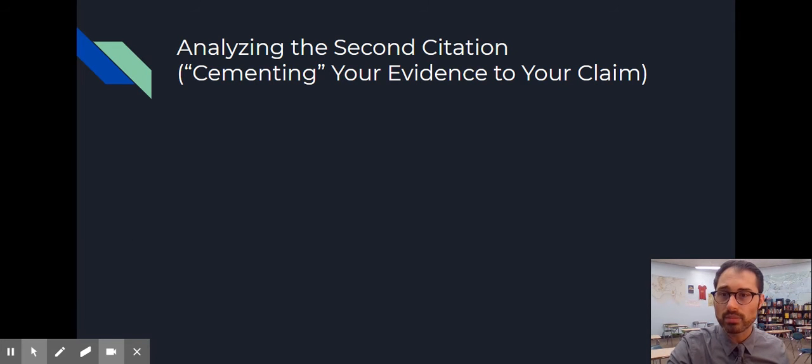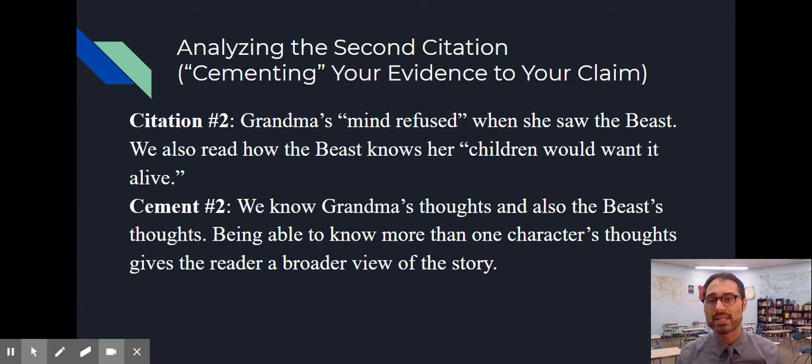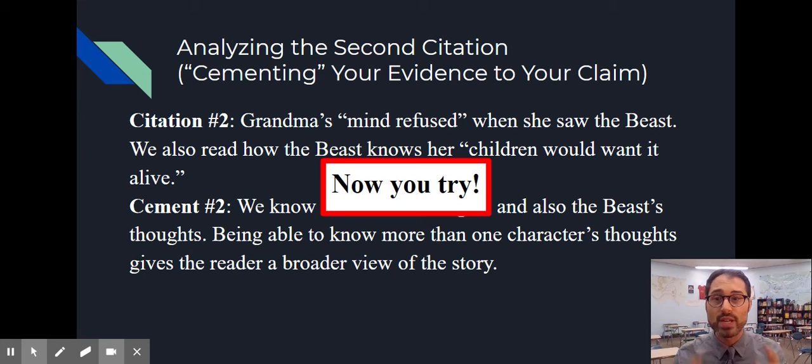Our second example was about getting the thoughts of two characters. So my cement here is that we know Grandma's thoughts and also the beast's thoughts. Being able to know more than one character's thoughts gives the reader a broader view of the story because we can get into more characters' heads. We can get to know more motivations. I could have said that as my cement, and you might want to say that as your cement. But here's just a sample for us to go off of. Now you go back and try. For each of your citations, give some cement, some analysis explaining why that information is important to inform us about what point of view that is. And when you're ready, then continue.